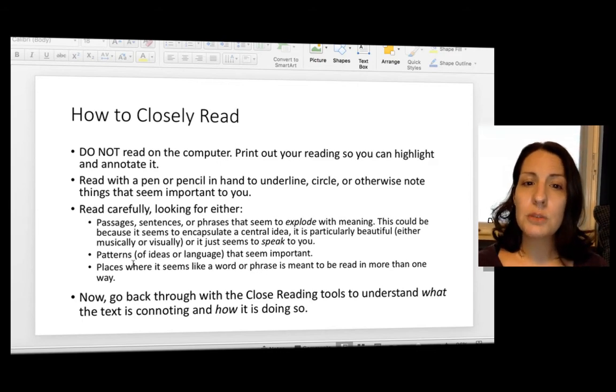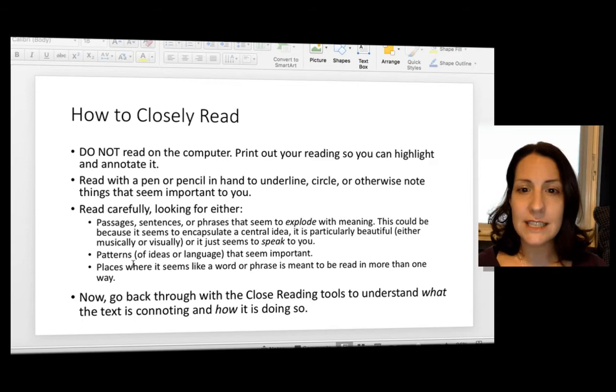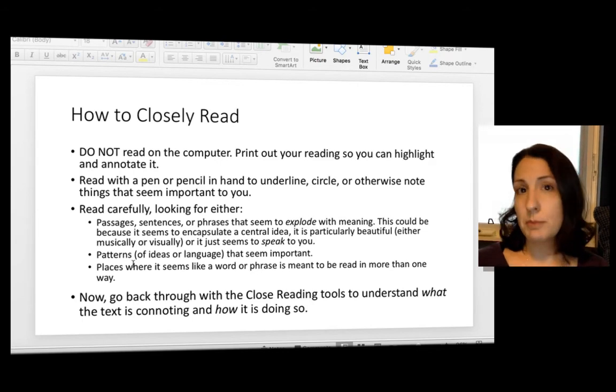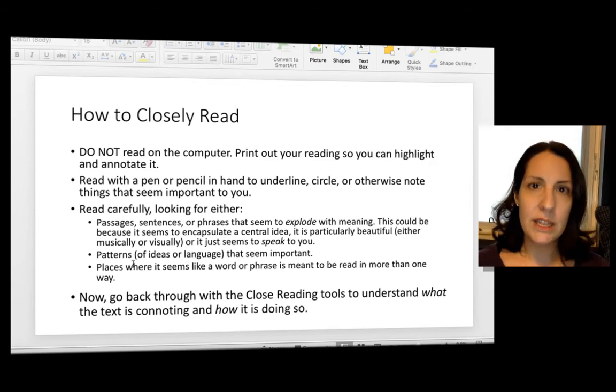You also, as you're reading, should be looking for patterns of either language or of ideas, patterns that seem really important to you. And also, you should be looking for places where it seems like a word or a phrase is meant to be read in more than one way. So now that we have that in mind, what I want to do is go back through with my close reading tools in order to understand what the text is connoting and how it's making this connotation. And this is part of what I'm going to be asking you to do in your discussion board questions. I'll be asking you to closely read.